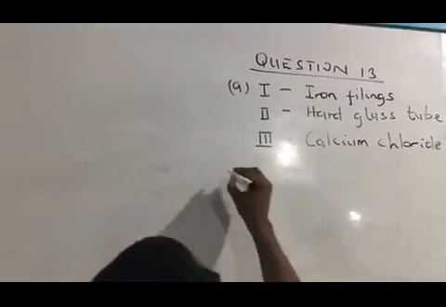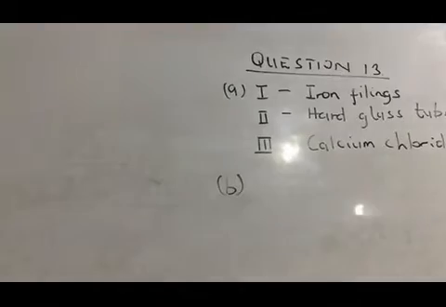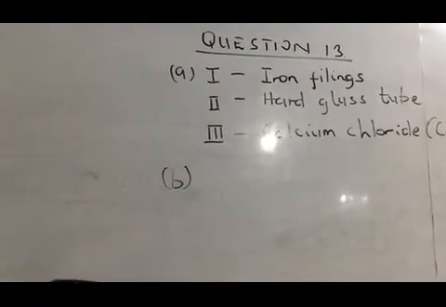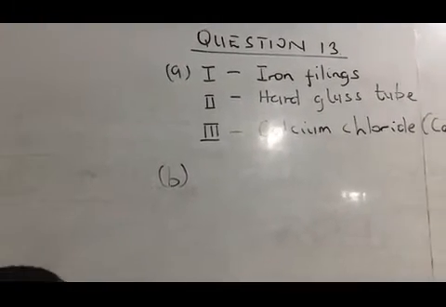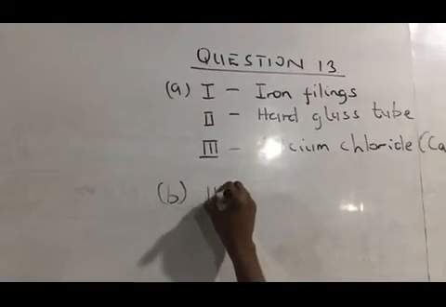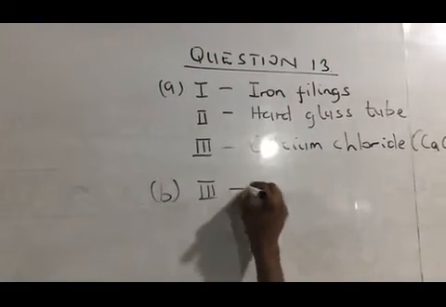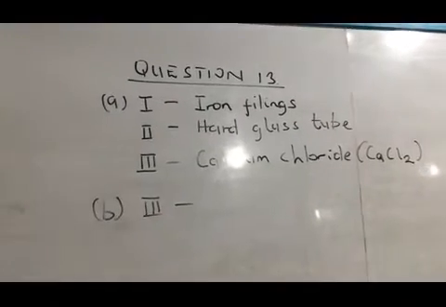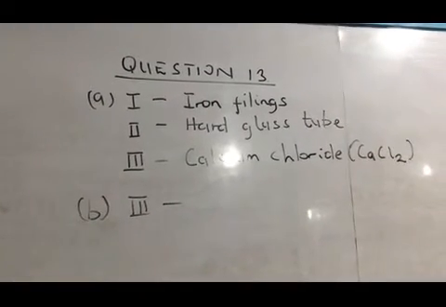Now the B says, state the function of the material labeled III. So you're looking at the function of this. The calcium chloride there is acting as a drying agent.